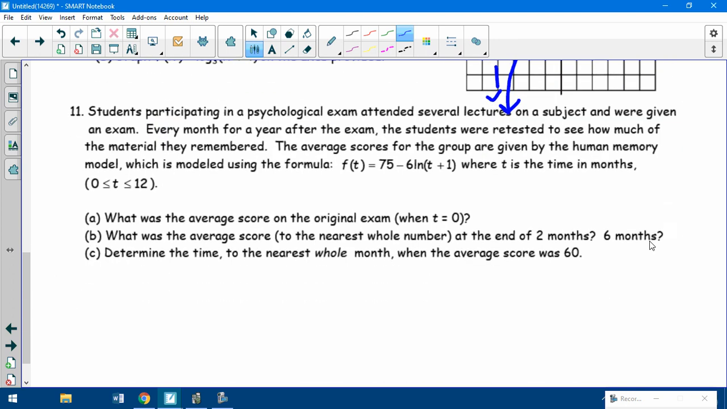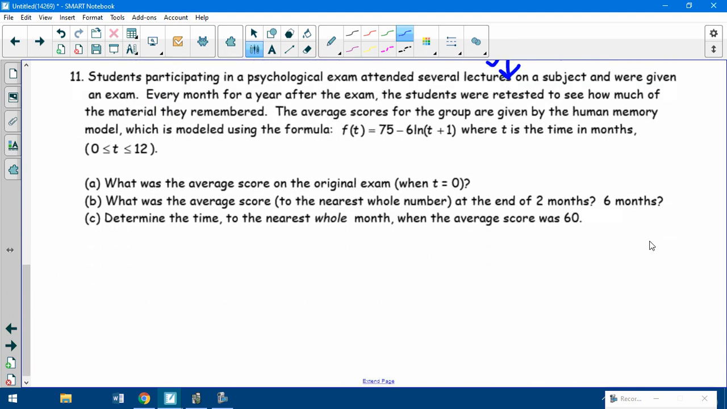All right, and then the last one, the word problem, always gives some people some issues too. It's not as bad as you think. Students participating in a psychological exam attended several lectures on a subject and were given an exam every month for a year. Students were retested to see how much of the material they remembered. The average scores for the group are given by the human memory model, which is modeled by this formula, where t is the time in months. What was the average score on the exam when t equals 0?